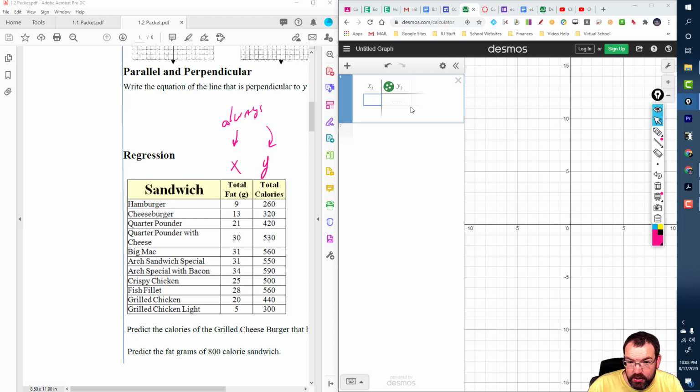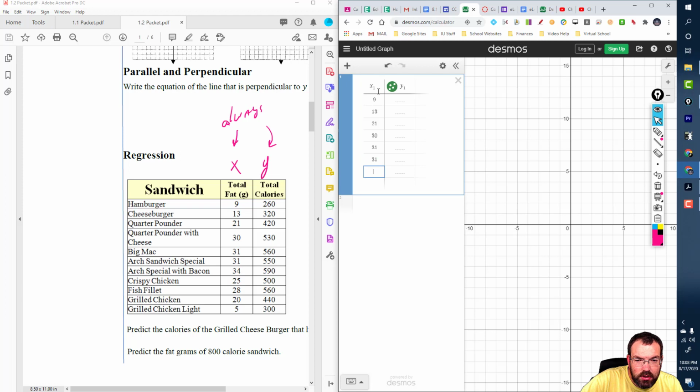So I'm going to go up here to the table and type in the numbers. 9, 13, 21, 30, 31, 31, 34. I have to hit enter. 21, 30, 31, 31, 34, 25, 28, 20, and 5. Now make sure your numbers work, because if you have one extra number here or one extra number here, obviously your data is not going to work right. So make sure you type it in correctly.